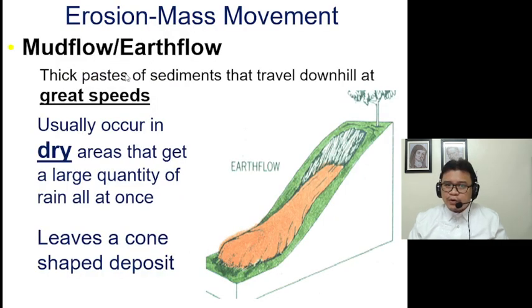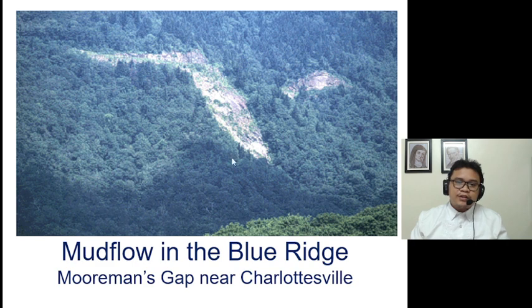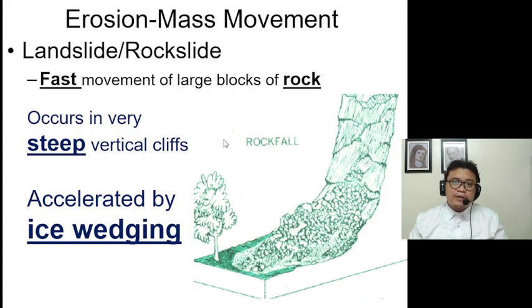Now, mud flow, or shall we say earth flow, these are thick pastes of sediments that travel downhill at great speeds and usually occur in dry areas that get a large quantity of water or rain all at once. And usually this leaves a cone-shaped deposit here. For example, here in the Blue Ridge, the Moorman's Gap near Charlottesville, as you can see here, this is the evidence that a mud flow or earth flow has happened here. There is a depression that is found already on this portion of the mountain.